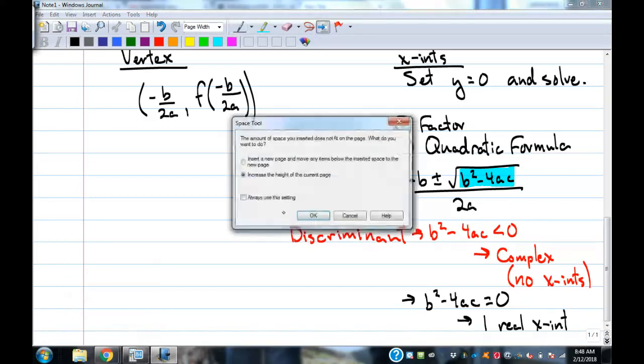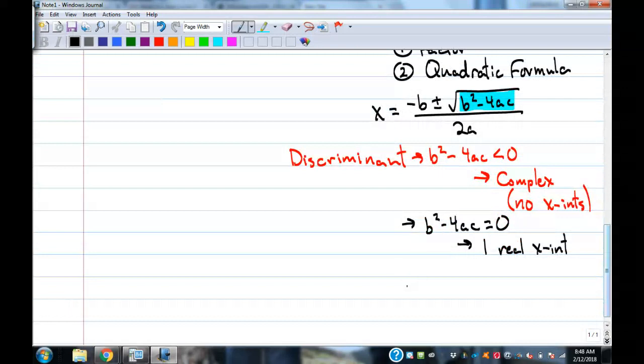That one real x-intercept will be the vertex of your parabola if the discriminant is equal to 0. And then one last scenario is if b squared minus 4ac is positive. I'm going to give you 2 real x-intercepts or real zeros.